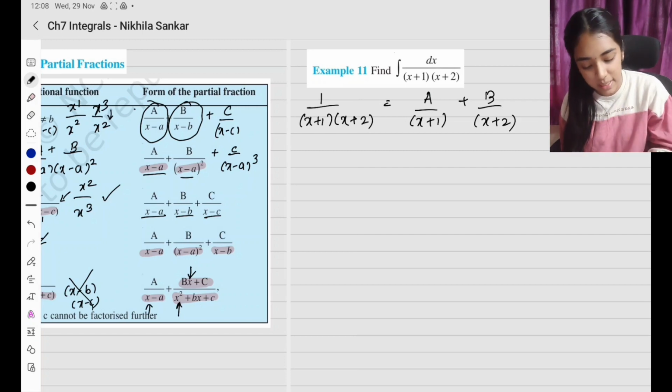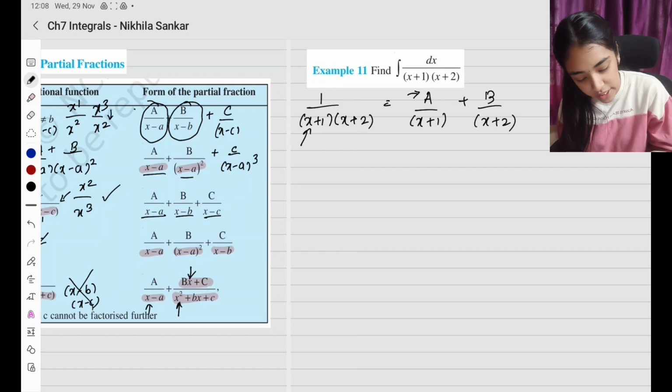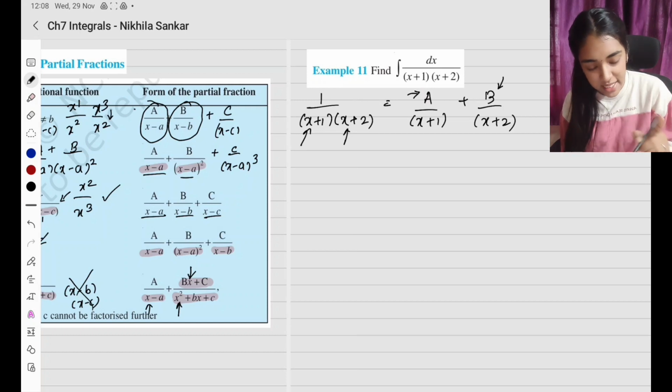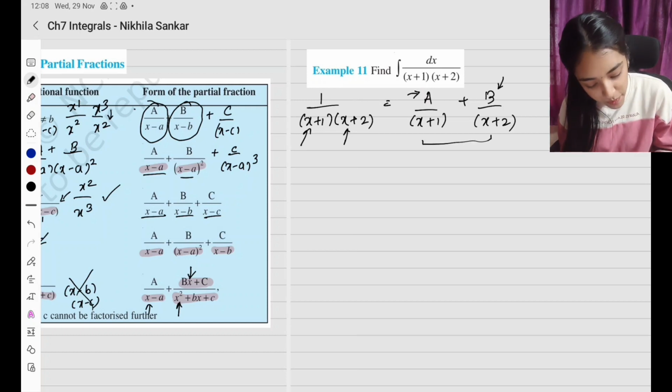So இதுதான் first step. Denominatorல first இருக்கிறதுக்கு ஒரு a ன்னு எழுதுறேன். Second இருக்கிற denominatorக்கு I'm going to write b. Okay, so this is my first step. What is my next step? In the right hand side, I am going to take LCM. What is my LCM going to be? It is going to be x plus 1 times x plus 2.